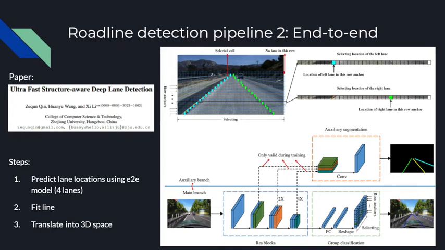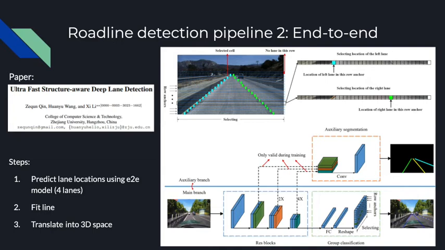And so we decided on a paper called Ultra-Fast Structure-Aware Deep Lane Detection. And this paper was chosen because it's very accurate on one of the most popular open source lane detection data sets called CULane. And it's also designed to be extremely fast, which is needed for us since we're running everything on CPU.